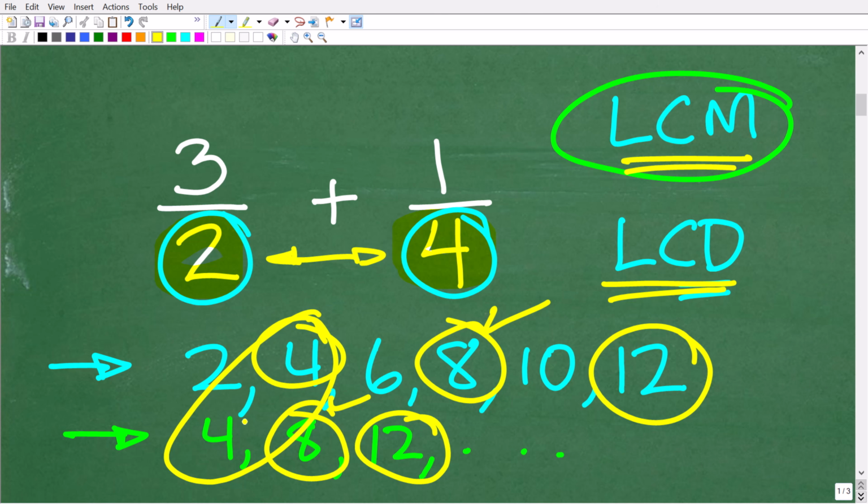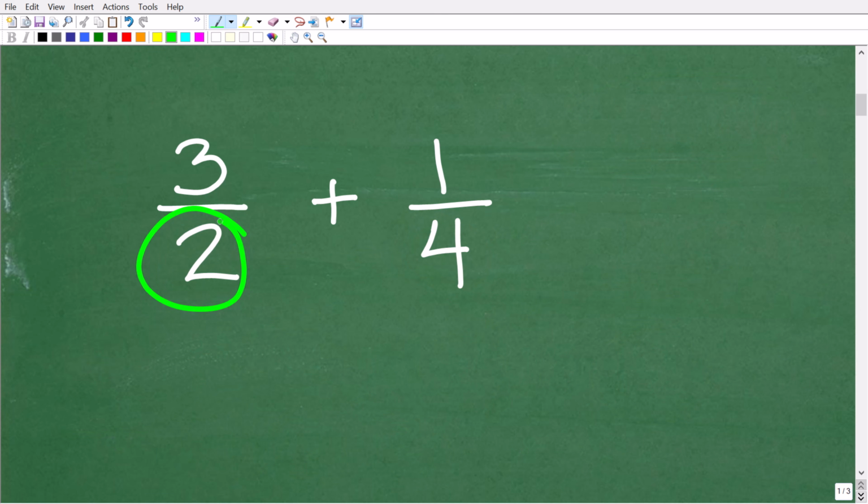So 4 is our lowest common denominator, meaning that we need to rewrite these fractions such that the denominators are 4. Okay, so the good news here is that this fraction right here already has the denominator of 4, so all we have to do is fix this fraction such that its denominator is 4. Okay, so how do I change a 2 into a 4? Well, easy. All I have to do is multiply it by a 2. But if I multiply the denominator by a 2, well, I also have to multiply the numerator by a 2.